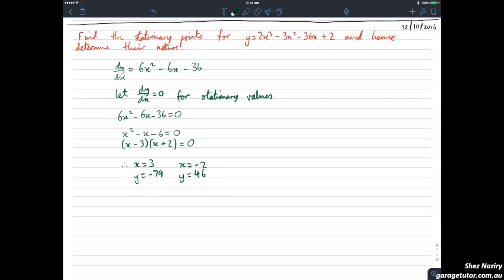Look here. Isn't that point lower than that point? Think about it. (3, negative 79) is down here. And then (negative 2, 46) will be up here somewhere. My intuition tells me that's how it's going to be. So let your intuition guide you in the question as well, guys. This is how you'll know that you're correct.